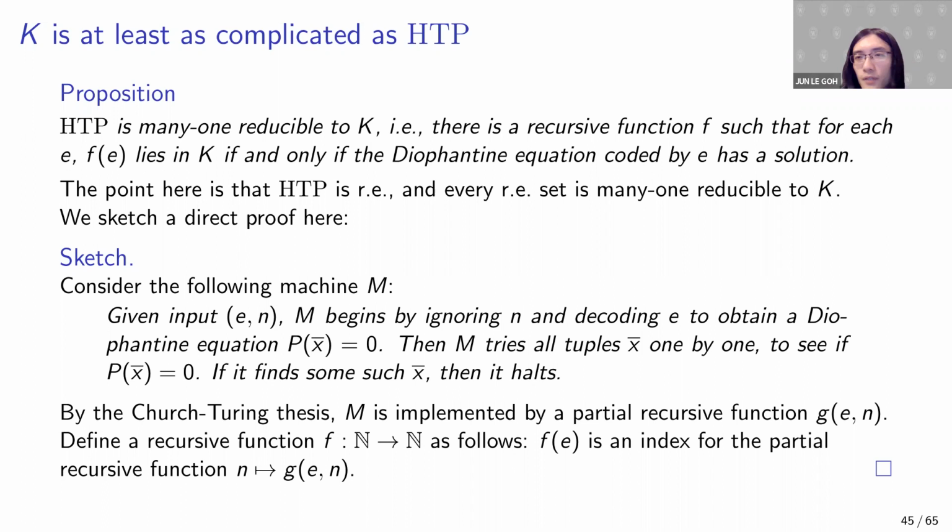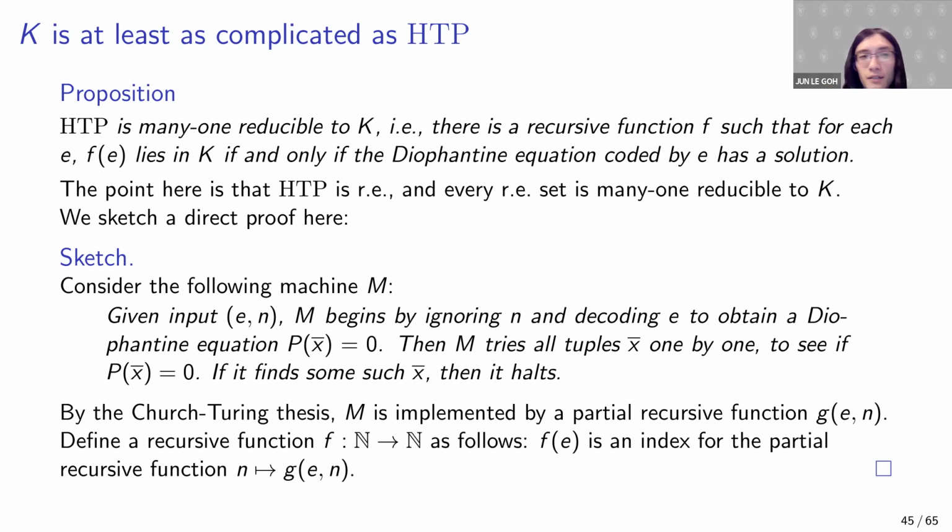And if M finds such an x, if M finds a solution, then it's going to halt. Otherwise, it's never going to halt. So if there's no solution, then M is just going to keep searching forever and it's never going to halt. If there is a solution, M is eventually going to find it, because M is trying all of the tuples one by one in a systematic way. So it's going to find a solution eventually.